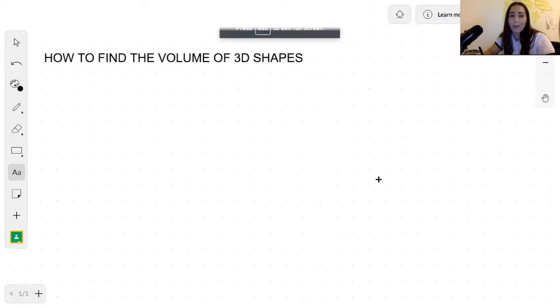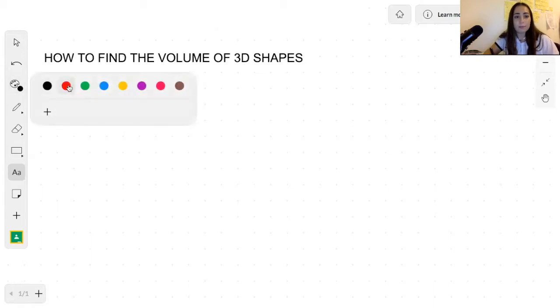Hey guys, so in this video, I'm going to show you how to find the volume of any 3D object. And I'm going to place emphasis on any object or any 3D shape because this general formula basically allows you to find the volume of any shape. So just to write down the formula.